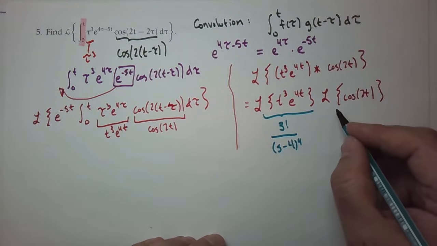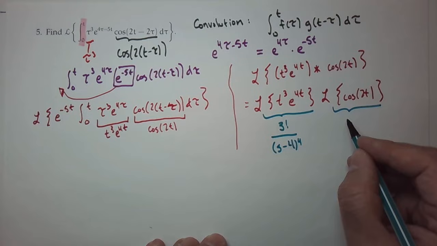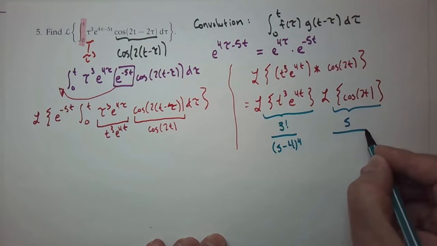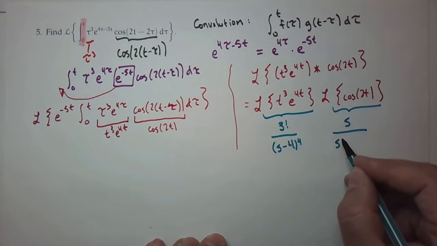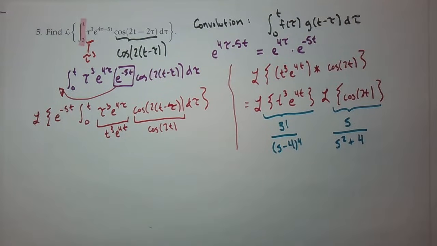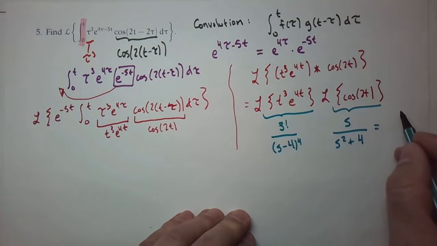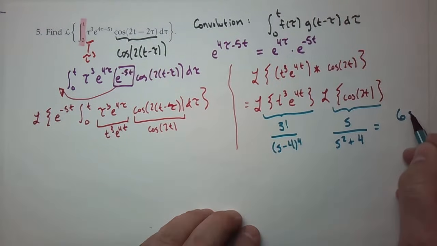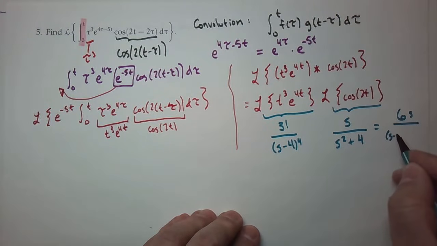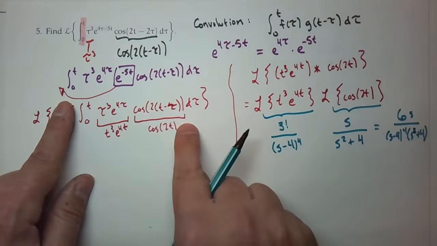Okay, what about cosine 2t? What's that going to be? Well, that one's a little bit easier. It's s over s squared plus 2 squared. So s over s squared plus 4. So what we have is 6, that's 3 factorial, times s over s minus 4 to the 4th times s squared plus 4. Okay, so that's the Laplace of just the integral.